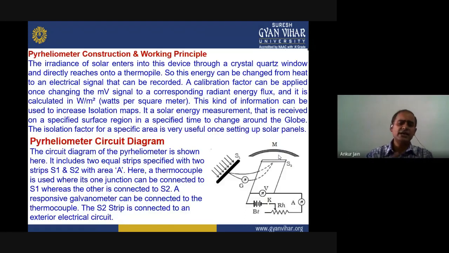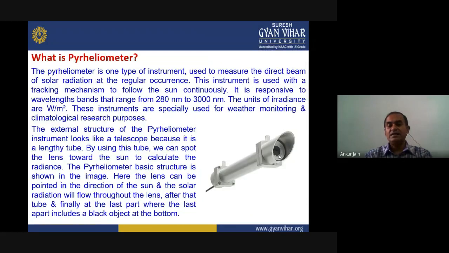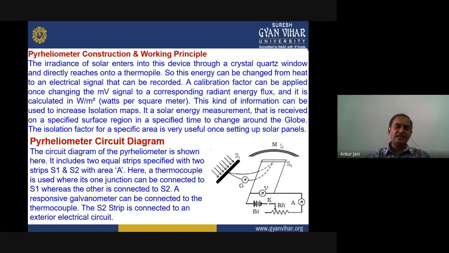So here is the construction and working principle. The irradiance of solar enters into this device through a crystal quartz window, right? So that's what the lens is made of. This is a crystal quartz window. This is very easy to find everywhere. It is a very inexpensive material. We can make this very easily. And through this window, the radiation directly reaches a thermopile, so that this energy can be changed from a heat energy signal to an electrical signal, and that can be easily recorded by some instrument.